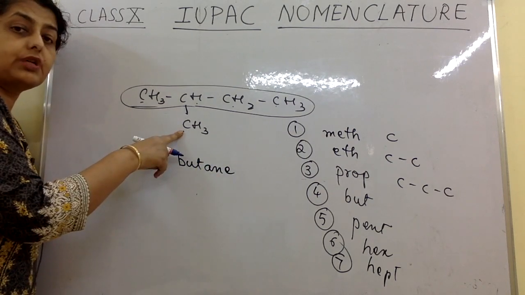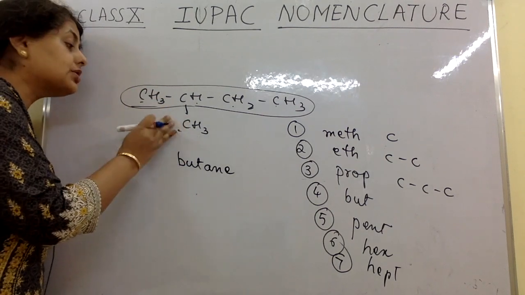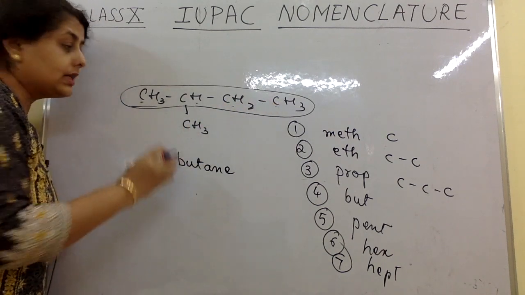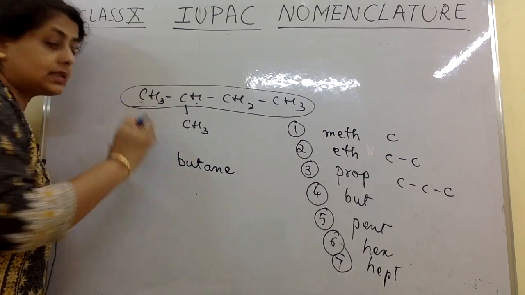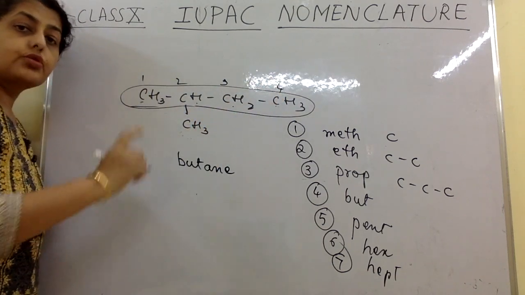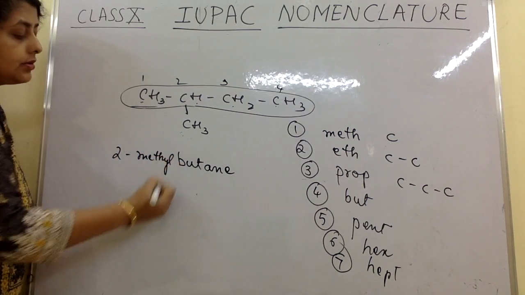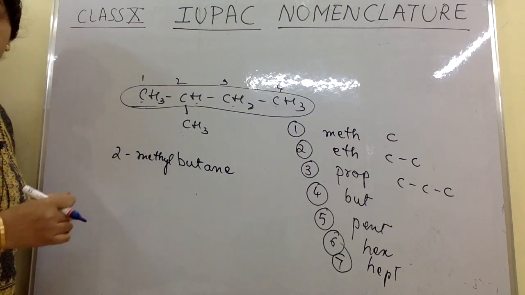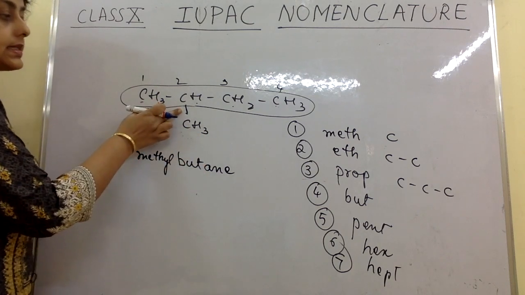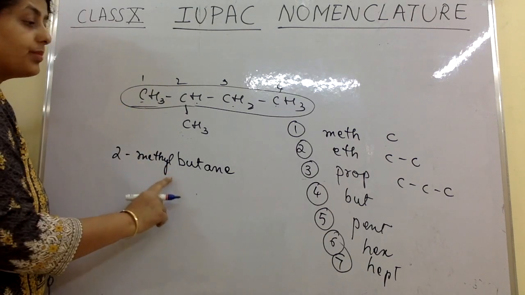But then I have the substituent. I didn't talk about it. So let us start numbering. Now the side closer to the substituent: this carbon is not close to the substituent. This is close to the substituent. So from this side, we will start numbering 1, 2, 3, 4. So we have numbered. So it is 2-methyl butane. Why 2-methyl butane? Because this methyl group is attached to the second carbon atom. That is why 2-methylbutane.